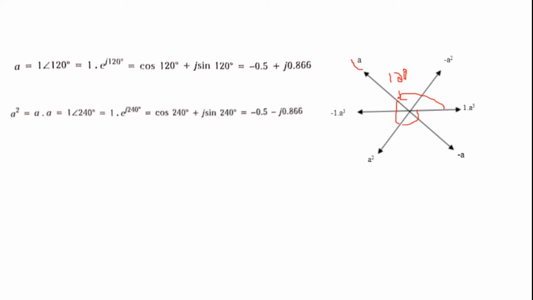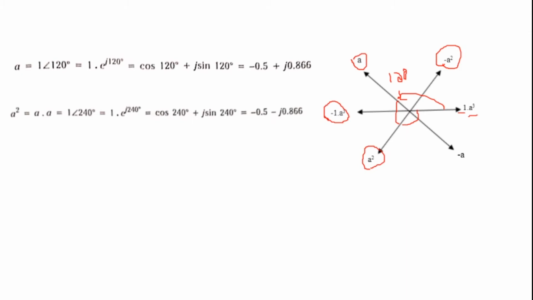Draw a line opposite to this. Extend this, so in place of plus it will become minus. Similarly, for this a square, extending the line will become minus a square. In place of this, I narrate this as a cube. This is a square, and the complete rotation of 360 degrees can be written as a cube. A cube will be at 0 degrees and its magnitude is 1. Opposite to that, this will become minus 1, that is minus a cube.